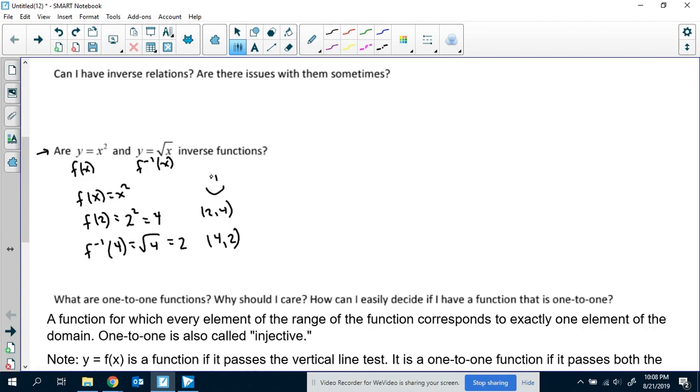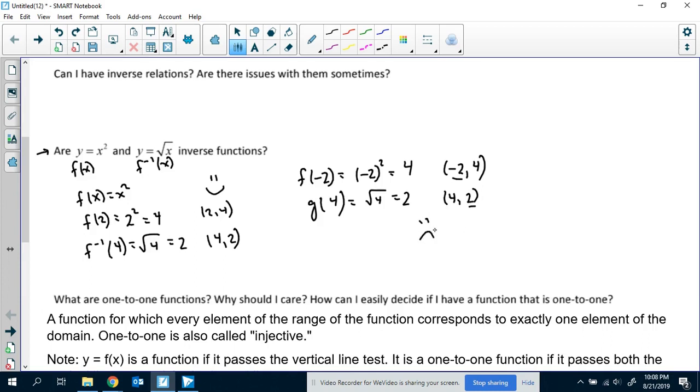That's good. But that doesn't work all the time, because if I start with f of -2, I get -2 squared, which is actually positive 4. So then I take g of 4, and I get the square root of 4, which is 2. So -2, 4 did not get mapped back to its original value. I started with -2, I ended with positive 2. So that's not good. That means this is not necessarily an inverse function over here.